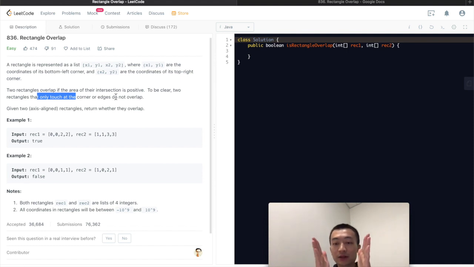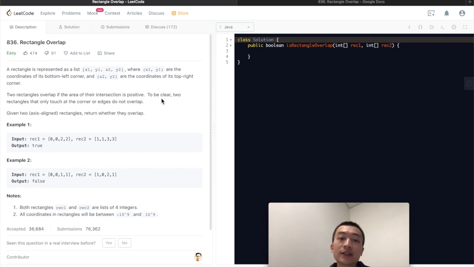So if two rectangles each have an edge that touches each other, they are not called overlapping by this definition. Given two rectangles, return whether they overlap. So we're given two rectangles, and we are asked to figure out whether these two rectangles overlap each other.